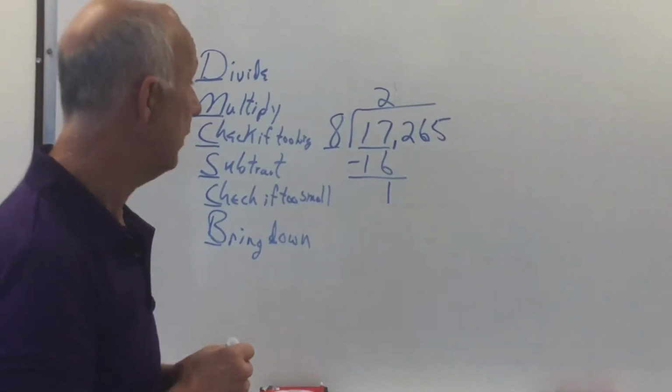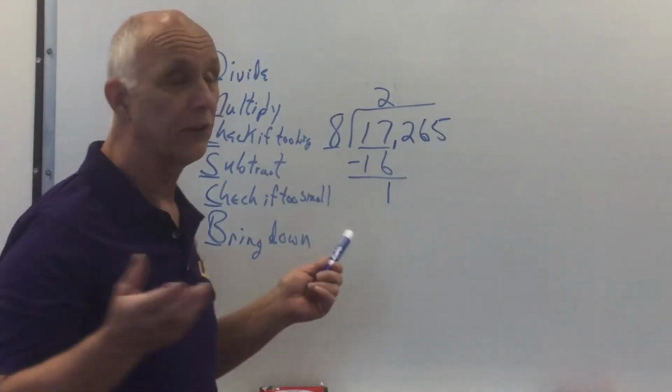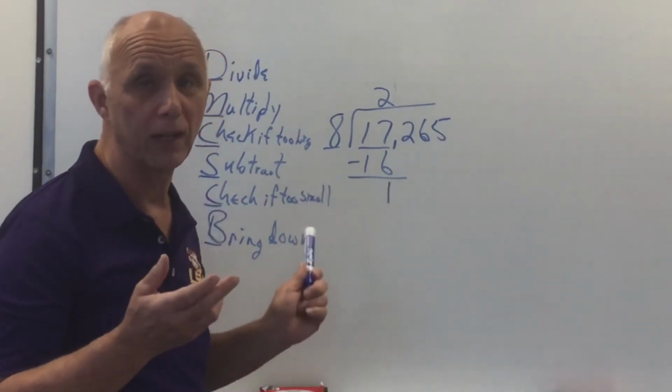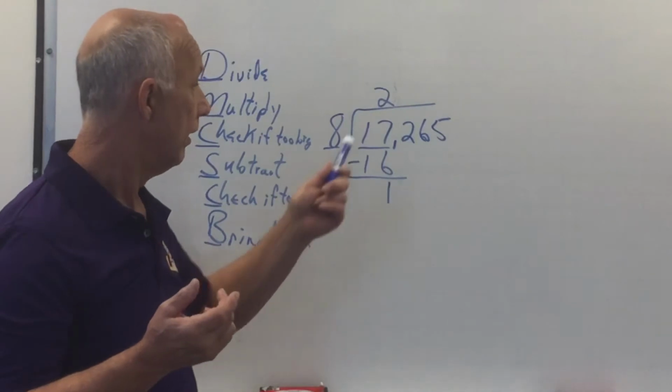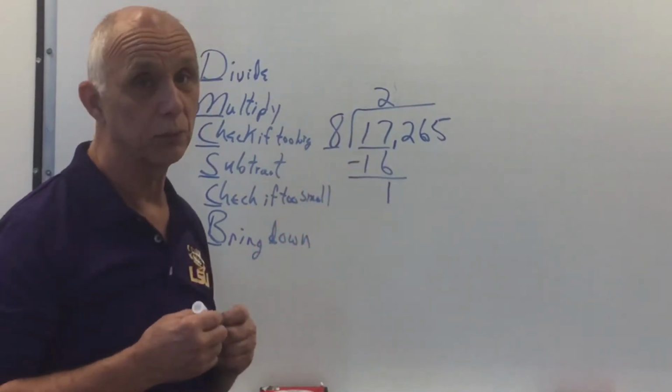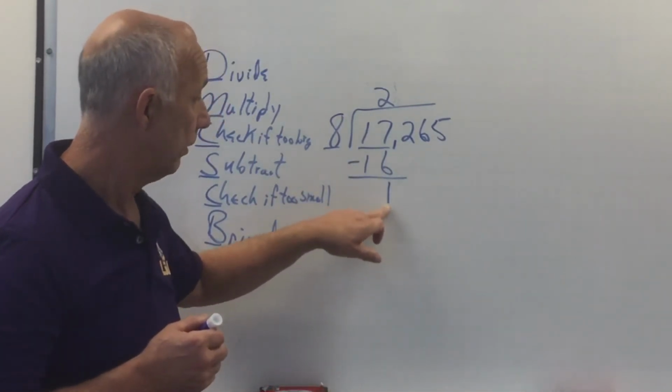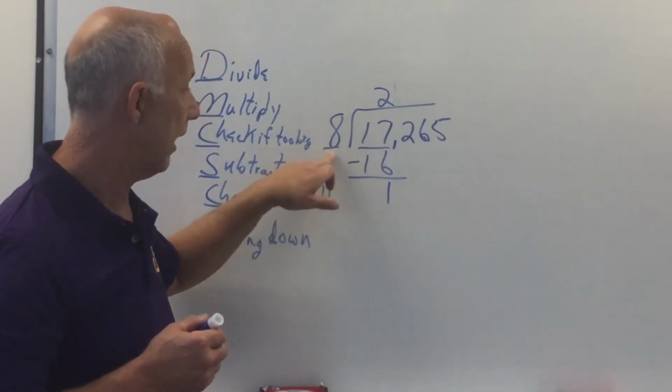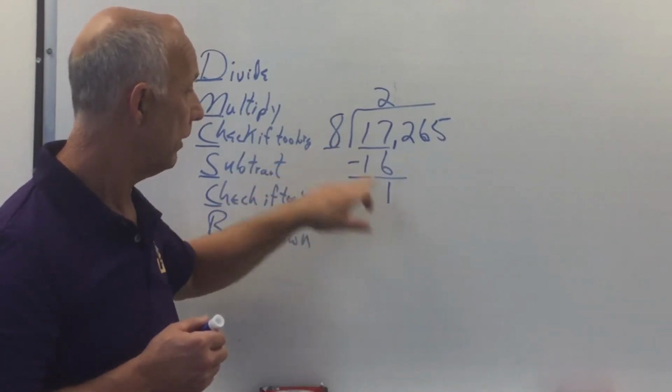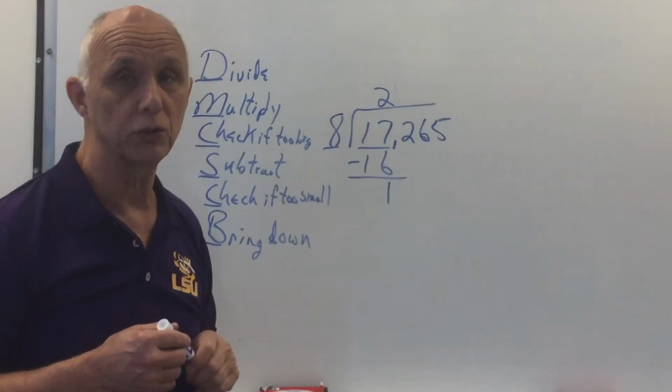Even if you guess too small, you could continue the process to bring down. But the way you can tell that you're not too small is your remainder will be smaller than your divisor. 1 is less than 18, so I didn't guess too small.